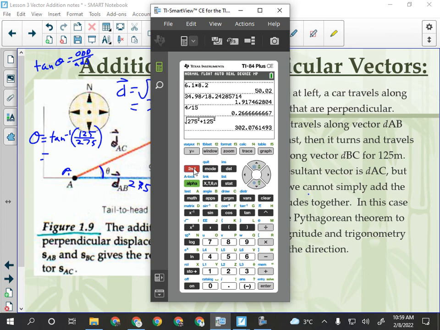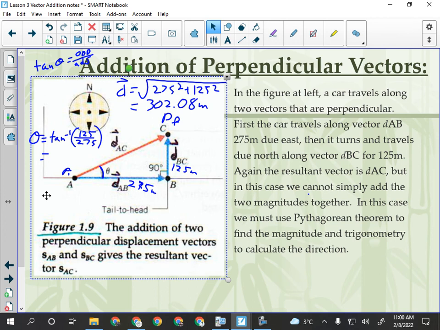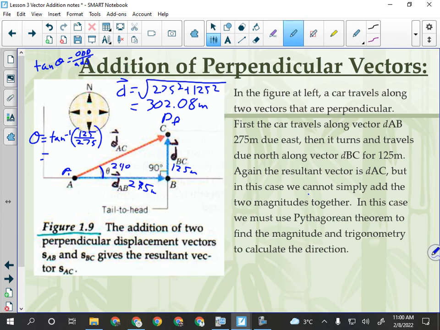Okay, so second tan, and you got to make sure your calculator is in degree mode. If it's not in degree mode, it's really going to foul stuff up. 125 divided by 275. Okay, so that angle is 24 degrees. Which way? 24 degrees north of east. Right, the angle arc I drew is touching east, so it's going to be of east, and it's going north of east.